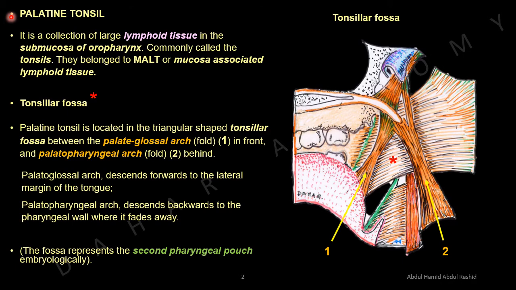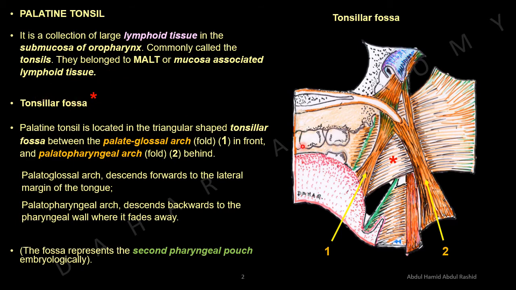Palatine Tonsil. It is a collection of large lymphoid tissue in the submucosa of the oropharynx. Commonly, it is called the tonsils. They belong to MALT, or mucosa-associated lymphoid tissue.